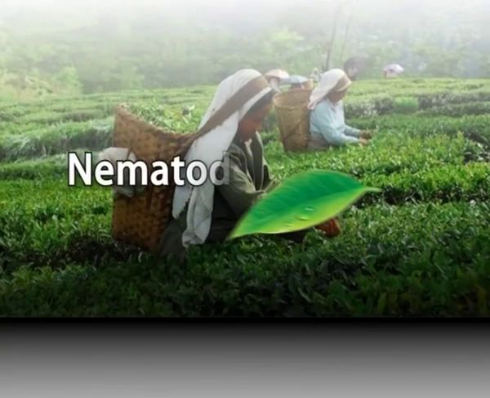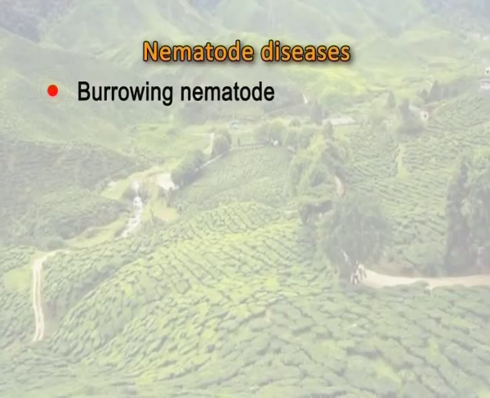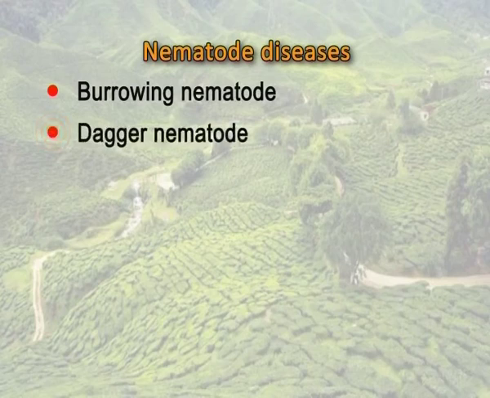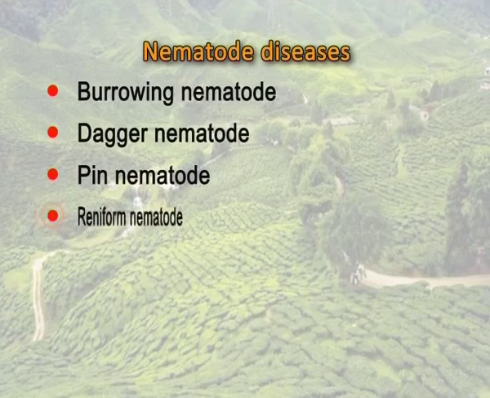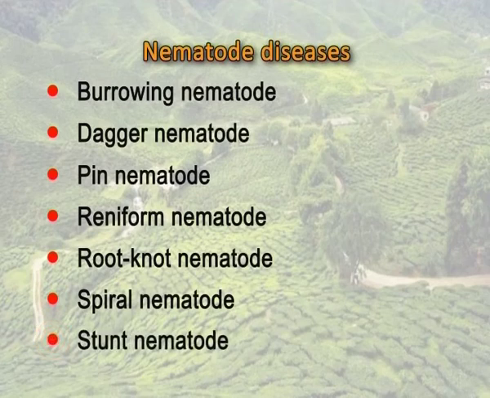Next we will discuss the names of some nematode diseases. Some nematodes affecting tea are burrowing nematode, dagger nematode, pin nematode, reniform nematode, root knot nematode, spiral nematode and stunt nematode. So these are the nematode diseases of tea.